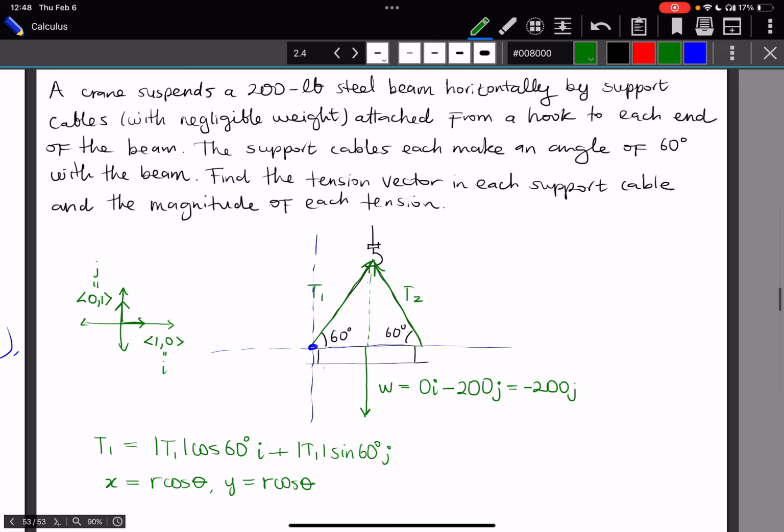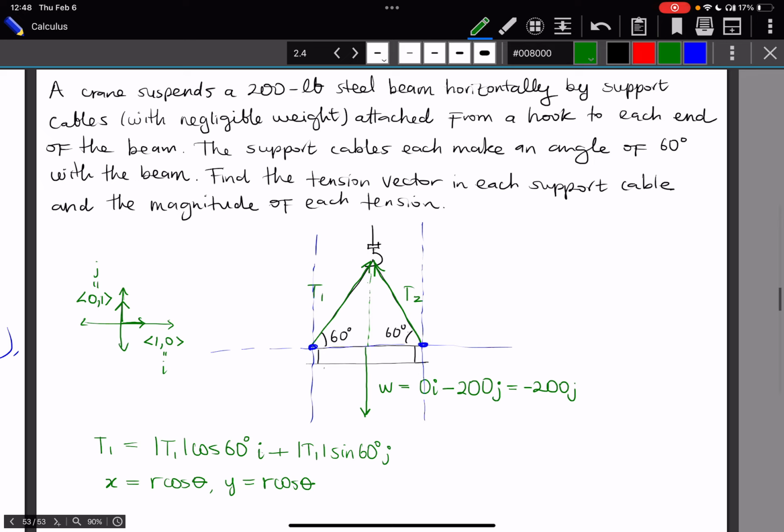Now we move on to working with T2. And we're going to do something very similar. So this time, our plane is going to have this point right here as the origin. So T2 is in the second quadrant of the new plane. And we can see that the first coordinate of T2 is going to be negative because we're in the second quadrant, and the second coordinate of T2 is going to be positive.